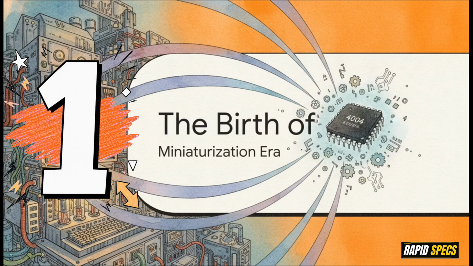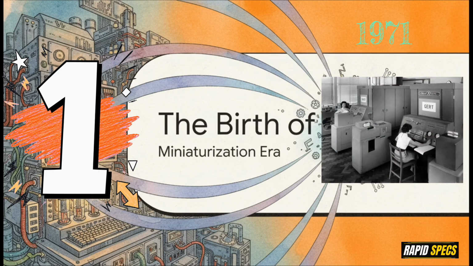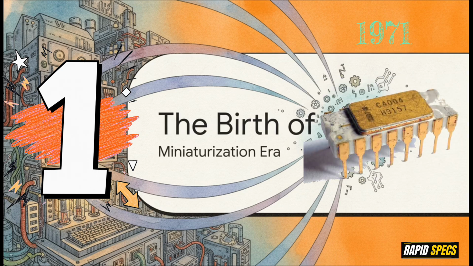So, Section 1. The birth of x86. Let's look at the very first major bottleneck. You see, before 1971, if you wanted a computer, you were looking at a massive, room-sized machine built from hundreds, sometimes thousands of completely separate components. But then, Intel drops the 4004. And this chip sparked the absolute birth of miniaturization. It proved once and for all that an entire CPU could actually fit onto one single piece of silicon.